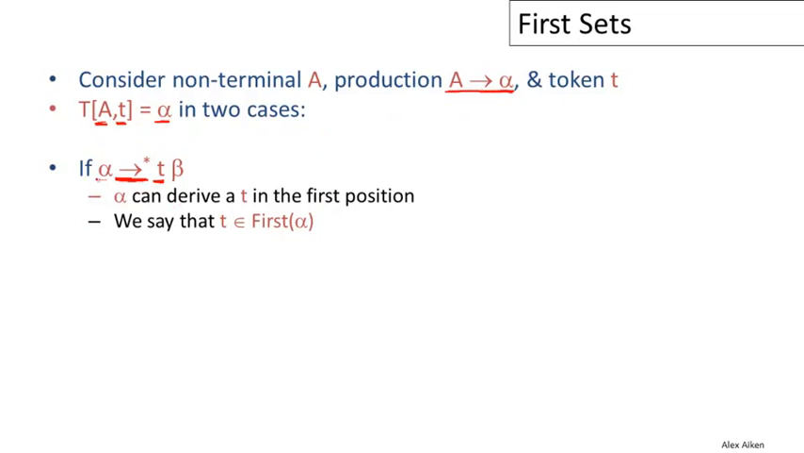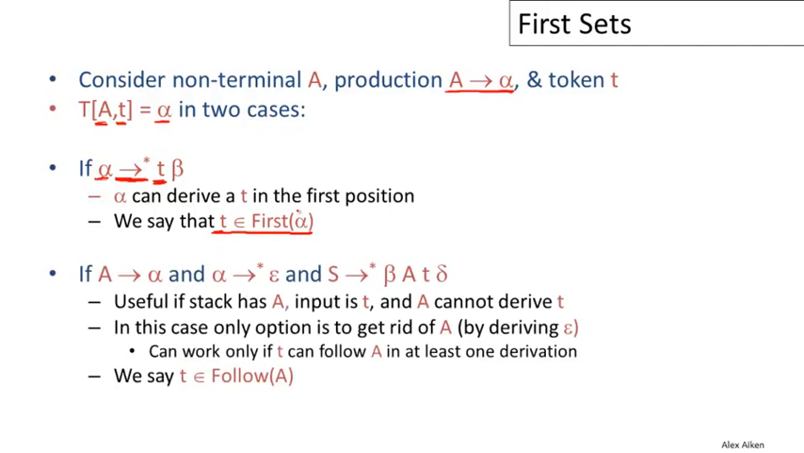In this situation, when alpha can generate a T in the first position, we say that T is an element of the first of alpha. T is one of the things, there may be more, but T is at least one of the terminals that alpha can produce in the very first position.